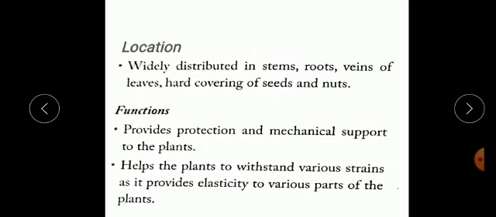Location. Sclerenchyma is widely distributed in stems, roots, veins of leaves and hard coverings of seeds and nuts. You can just take an example of walnut. Walnut is very hard due to the presence of sclerenchyma tissue in it. Functions. It provides protection and mechanical support to the plants. It helps the plant to withstand various strains as it provides elasticity to various parts of the plants.